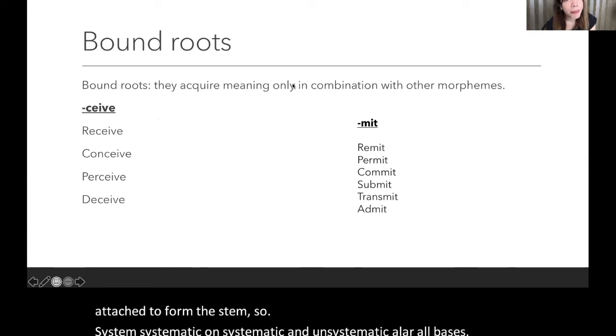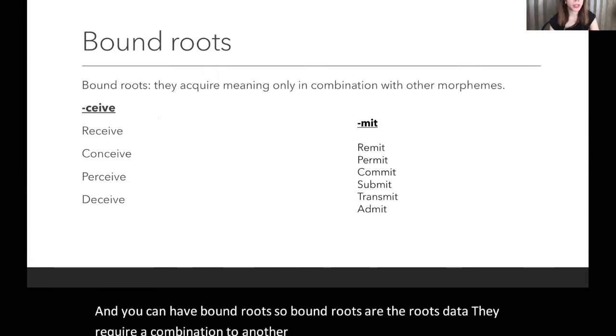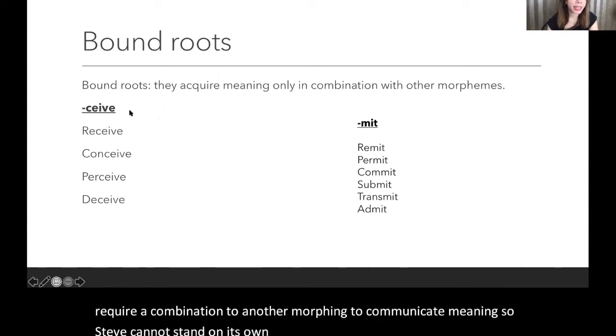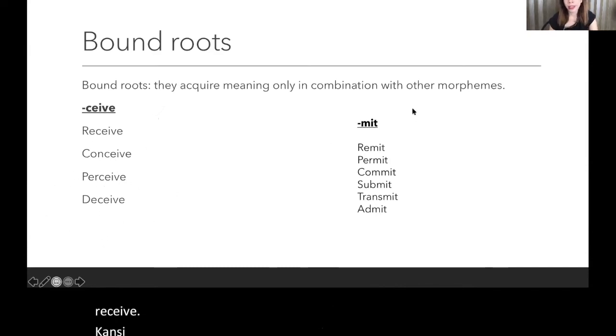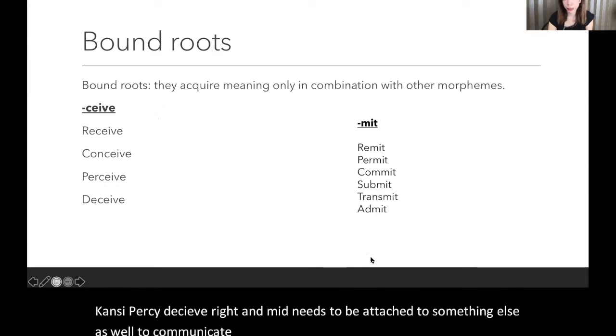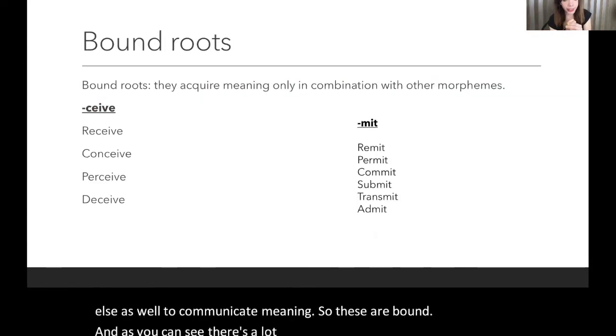And you can have bound roots. Bound roots are roots that require a combination with another morpheme to communicate meaning. So ceive cannot stand on its own. It needs to be attached to something else: receive, conceive, perceive, deceive, right? And mit needs to be attached to something else as well to communicate meaning. So these are bound. And as you can see, there's a lot of terminology that gets repeated.